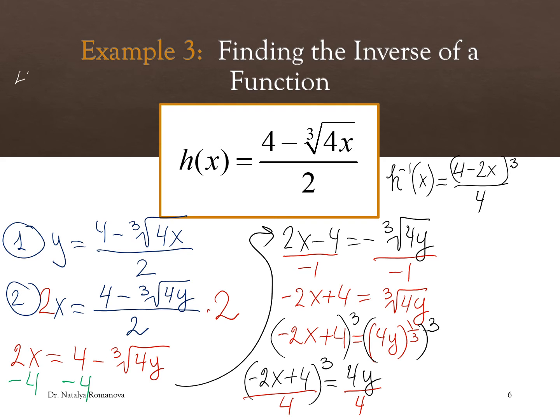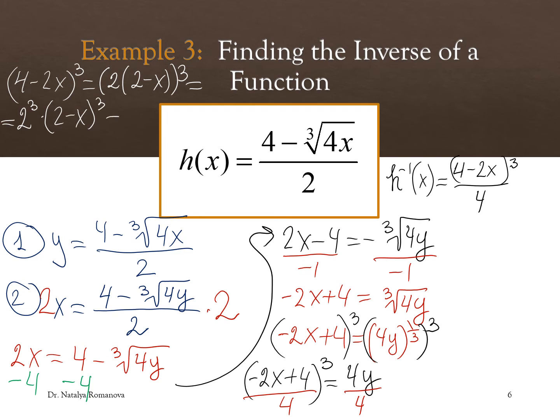You can see (4 minus 2x) cubed. Inside the parentheses, we have a common factor equal to 2, so we can use factoring. It would be 2 times (2 minus x), cubed. According to the property of exponents, we can write 2 cubed times (2 minus x) cubed. So it would be 8 times (2 minus x) cubed.